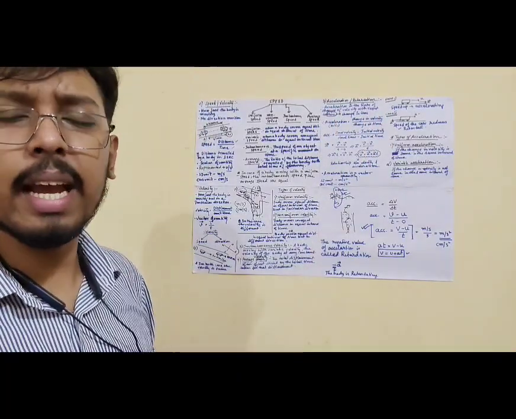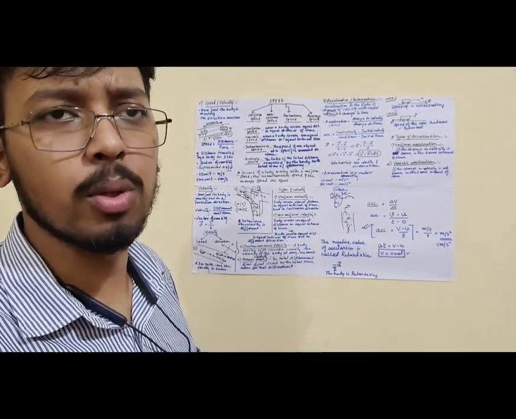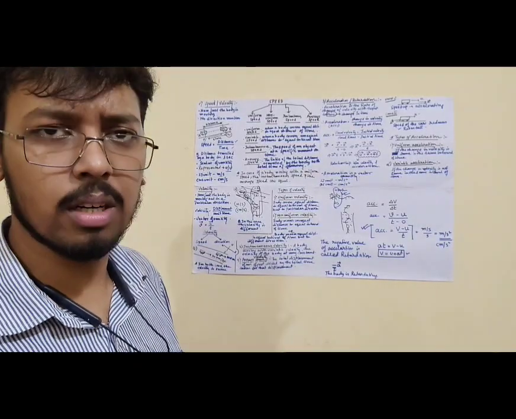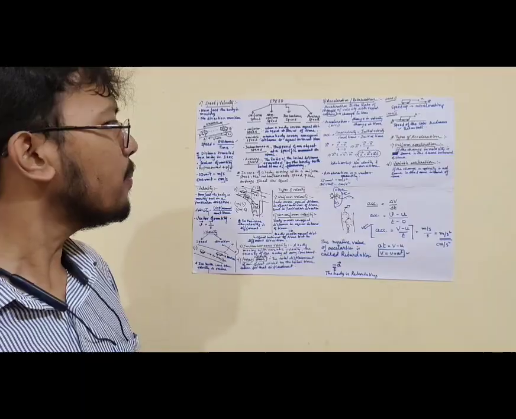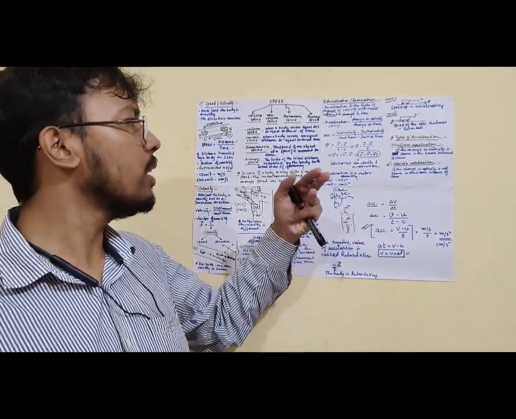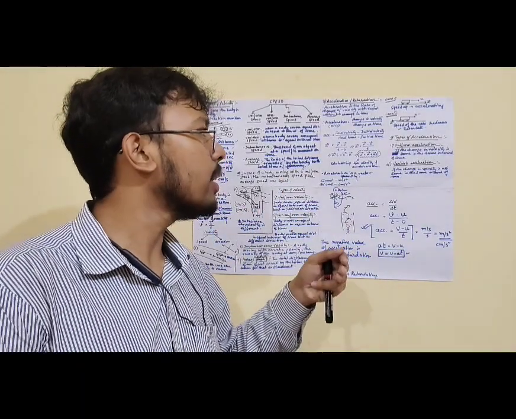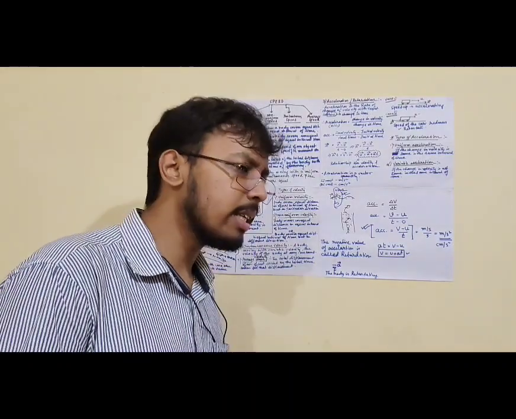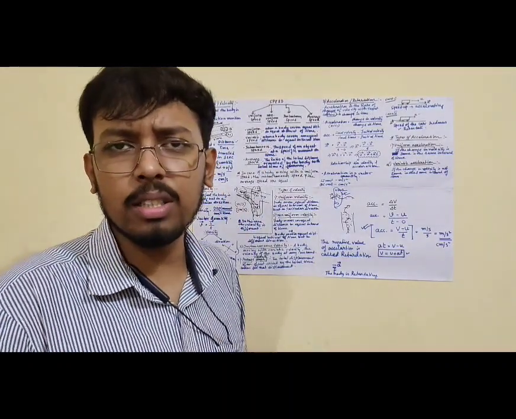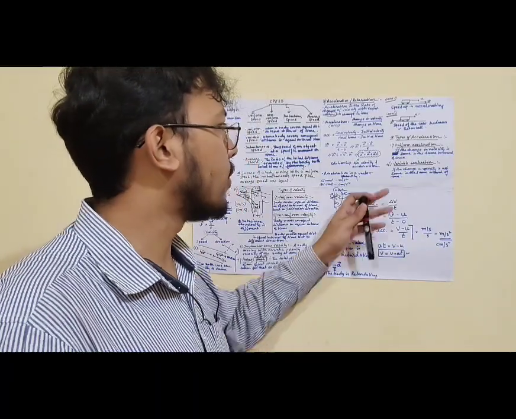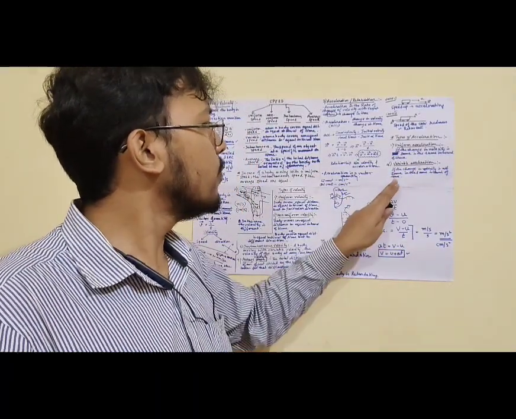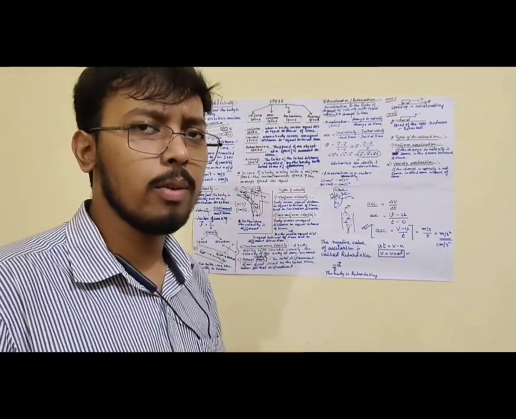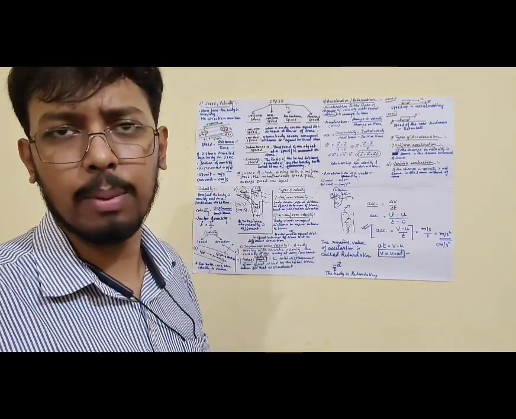Acceleration is again divided into two types: uniform acceleration and variable acceleration. So what is uniform acceleration? If there is the same change in velocity in the same interval of time, then we say it is uniform acceleration. And what is variable acceleration? If the change in velocity is not the same in the same interval of time, then we say that the body is having variable acceleration.